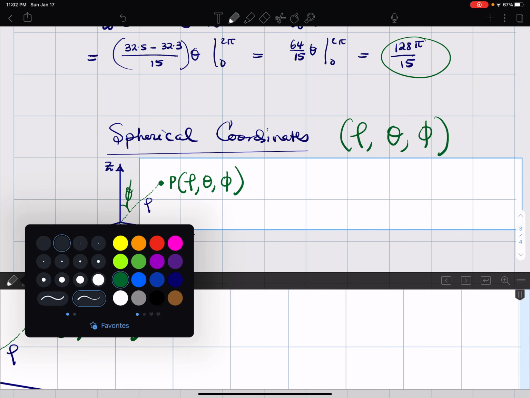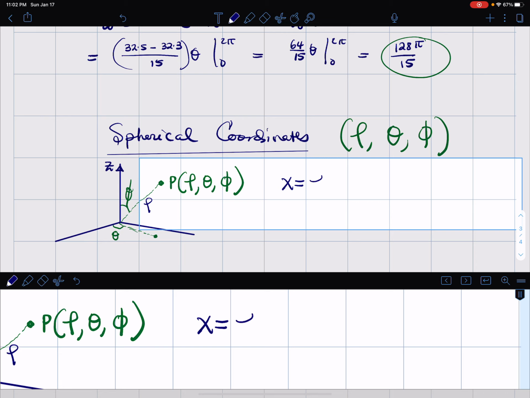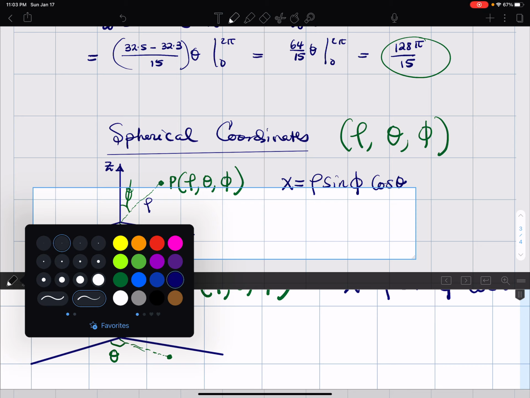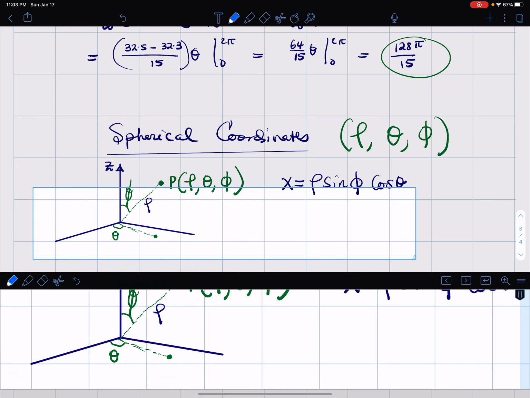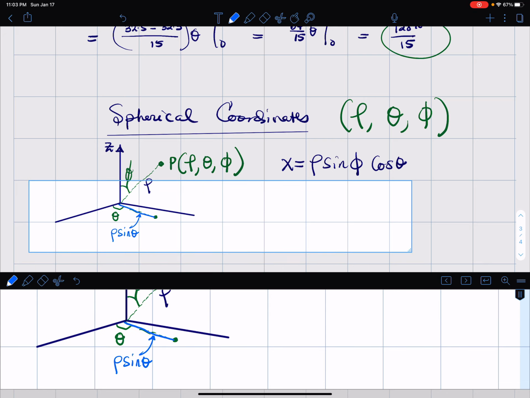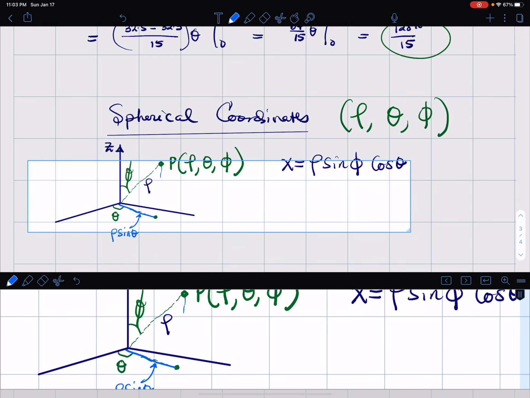And the conversion here is a little different. X is going to be rho sine phi cosine theta. Now, if you think about it, rho sine phi is, if you want to calculate this radius over here, this radius is actually rho sine phi. I want you to think about how it comes to be, right? That's rho sine phi.